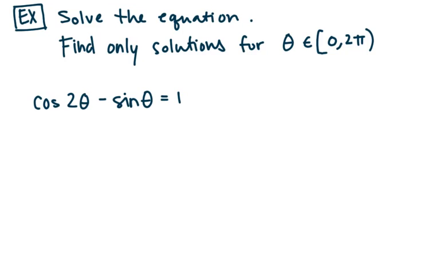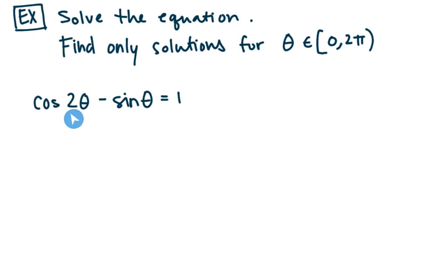Welcome back. We're going to talk more about solving equations. We're going to use some of our simplifying strategies, substitution, factoring. For these following examples, we're only going to find solutions within one rotation of the unit circle, so from 0 to 2 pi. So here we are, we're faced with a problem.